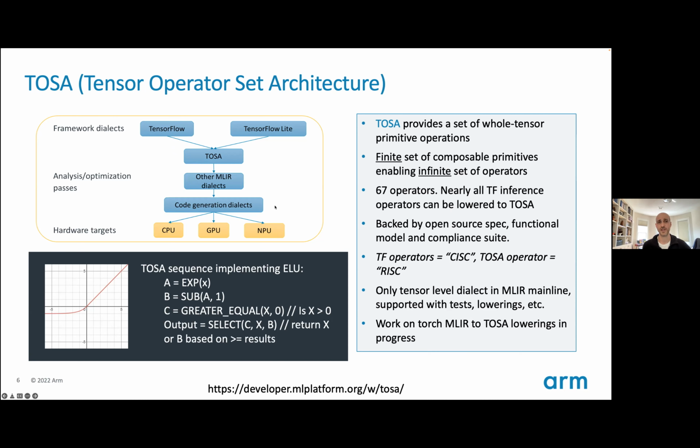Then the idea is we can lower that eventually onto the target hardware, whether it's CPU or NPU. Basically, the idea with TOSA is to have a set of primitive operations which are finite, but through their combination, we can get an infinite set of functionality. So 67 operators, and using just those 67, we can lower pretty much all of the common TensorFlow inference operators to this subset. This allows something much easier to reason about at the hardware level. This is open sourced, and you can have a look at it, contribute, and use it in your own work. But I'm going to come back in a minute to some comments on how this can impact functional safety.